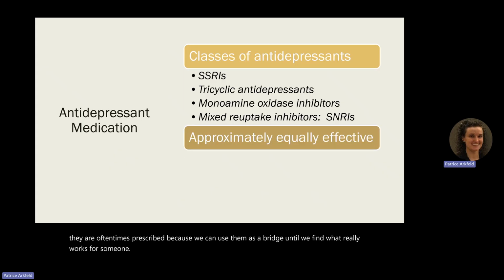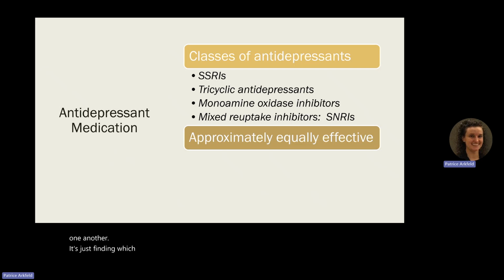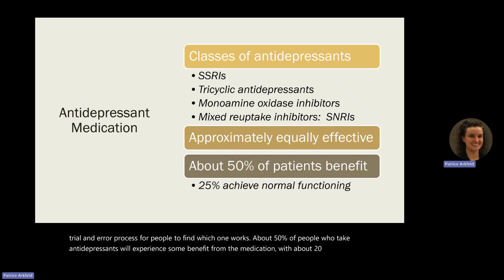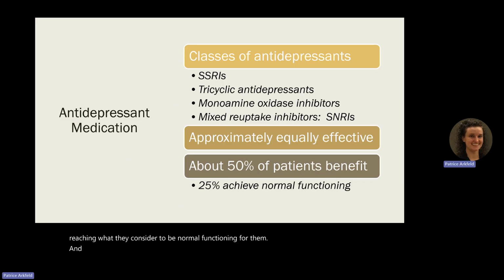Across the board, all of these types of antidepressants are about equally effective to one another. It's just finding which one works for that person and at which dose. It tends to be a little bit of a trial and error process for people to find which one works. About 50% of people who take antidepressants will experience some benefit from the medication, with about 25% of people reaching what they consider to be normal functioning for them. And that is true across all of the classes of antidepressants.